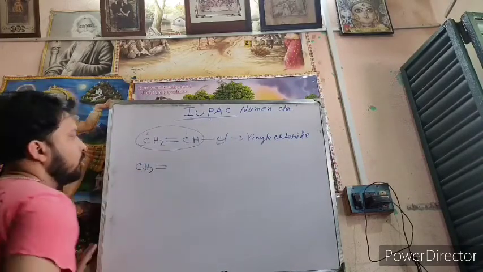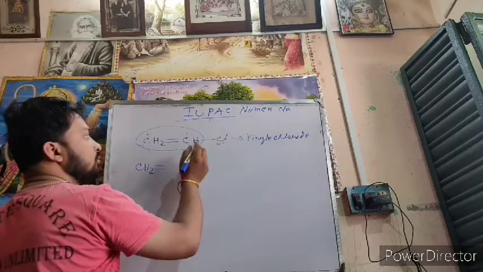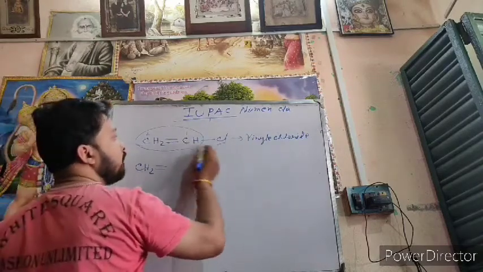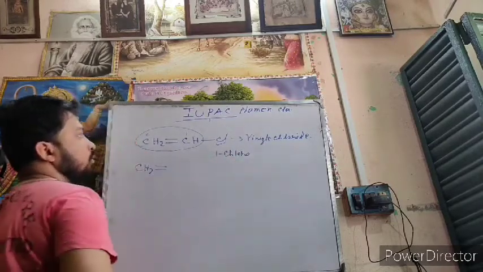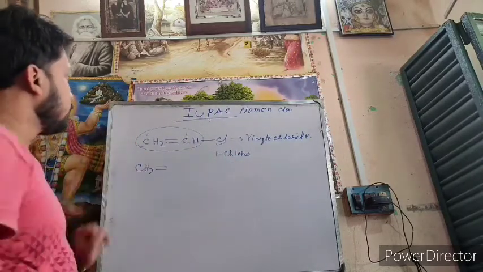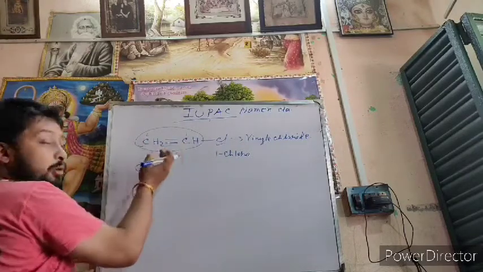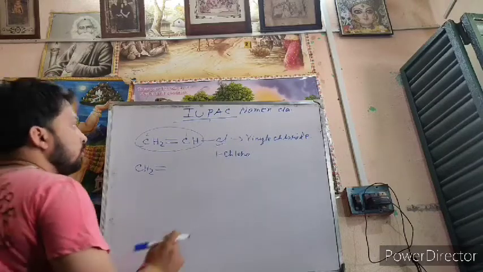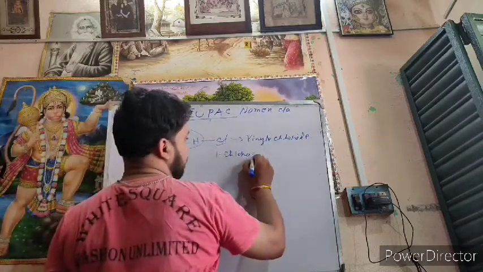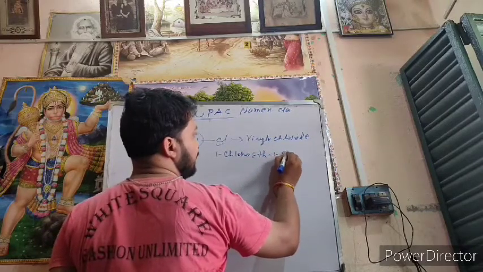CH2 double bond. We also call it 1-chloro. The number of carbons is 2 and the position of this double bond is 1. So we call it 1-chloroethene, or eth-1-ene.